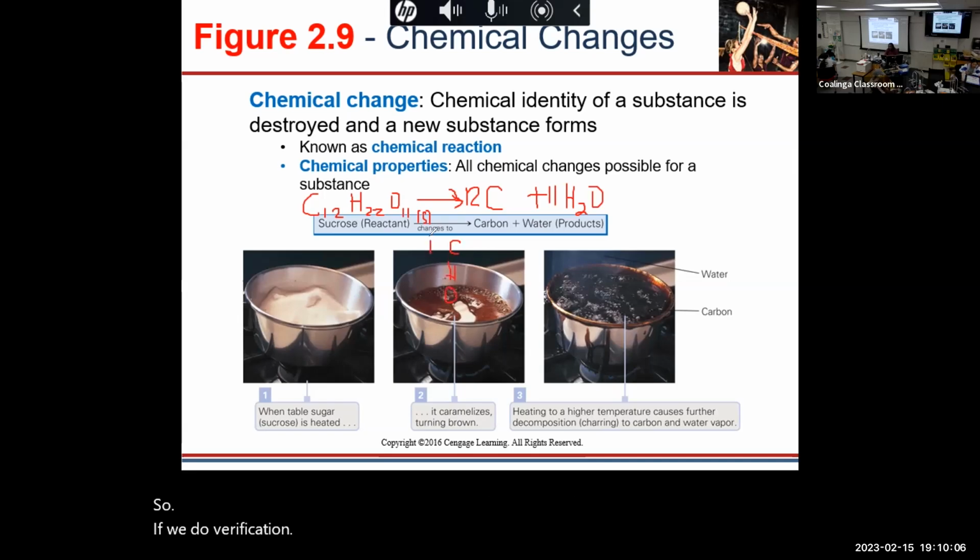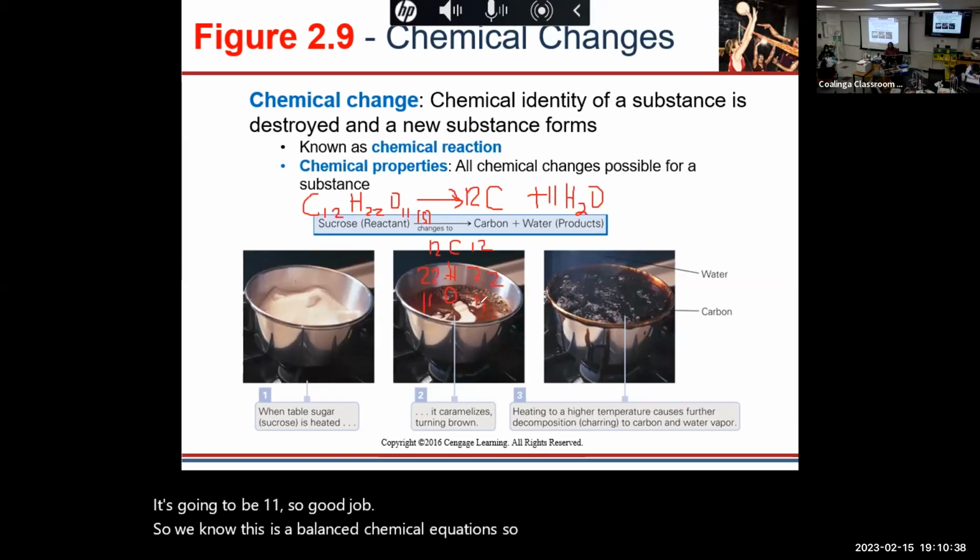Okay, so if we do verification, we have 12 carbons on our reactant side, 12 on our product side. We have 22 hydrogens, and then 11 times 2 is going to be 22 as well. And then we have 11 oxygens on our reactant side, and 11 times 1 is 11. So good job. We know that this is a balanced chemical equation.